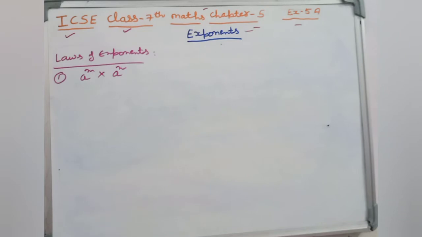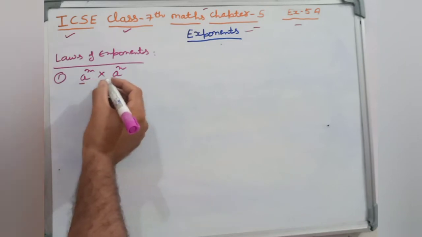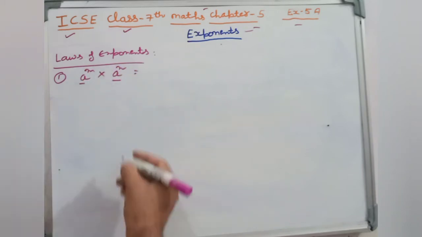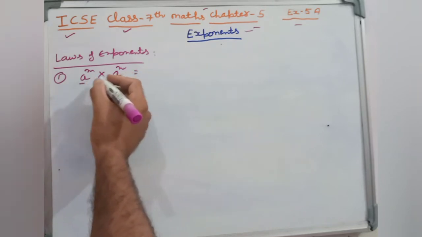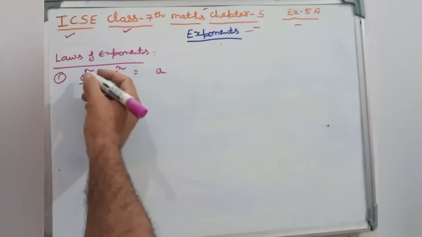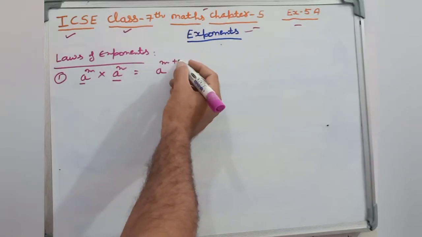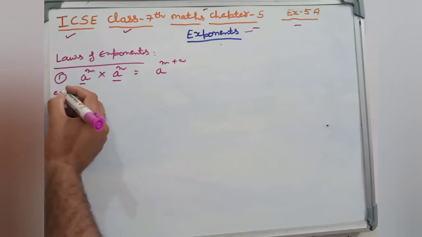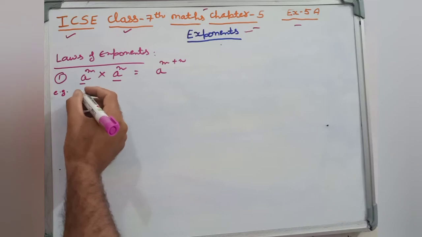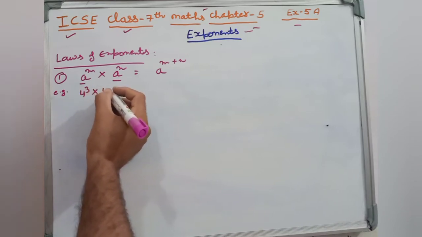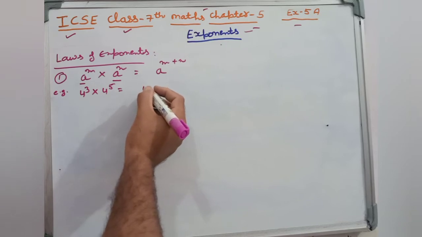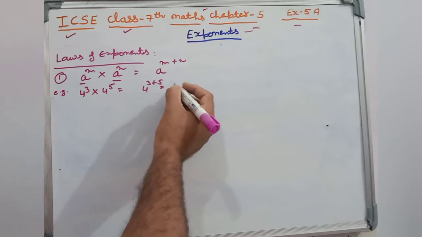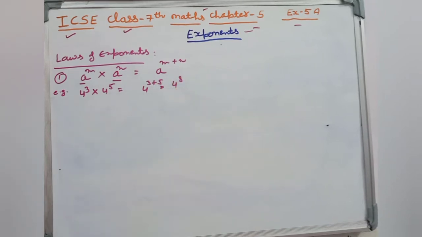Whenever the base is the same and the powers are different, then we are going to add the powers. Base will become a single a raised to power m plus n. Right, students? So if we take an example, 4 raised to power 3 multiplied by 4 raised to power 5. The base is the same, so the powers will be added. So this will be 4 raised to power 8, right?